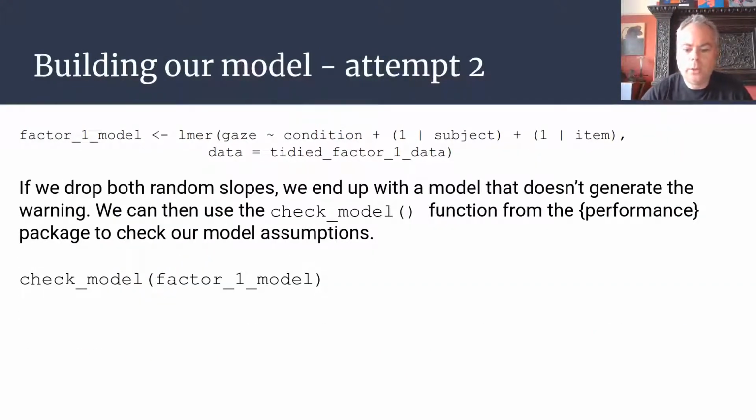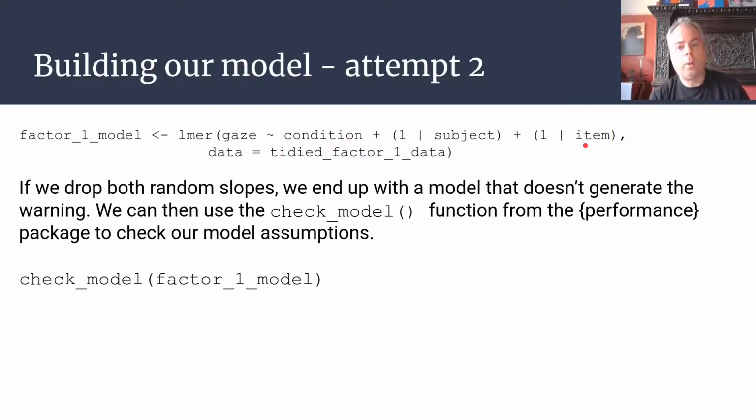So we could drop our random slopes, and if we do that, we end up with a model that doesn't generate the warning. So we've got a simpler model here where we've got a fixed effect. We're modeling random effects of subjects such that we're giving each subject their own baseline. And we're modeling the random effect of items, where each item has its own baseline.